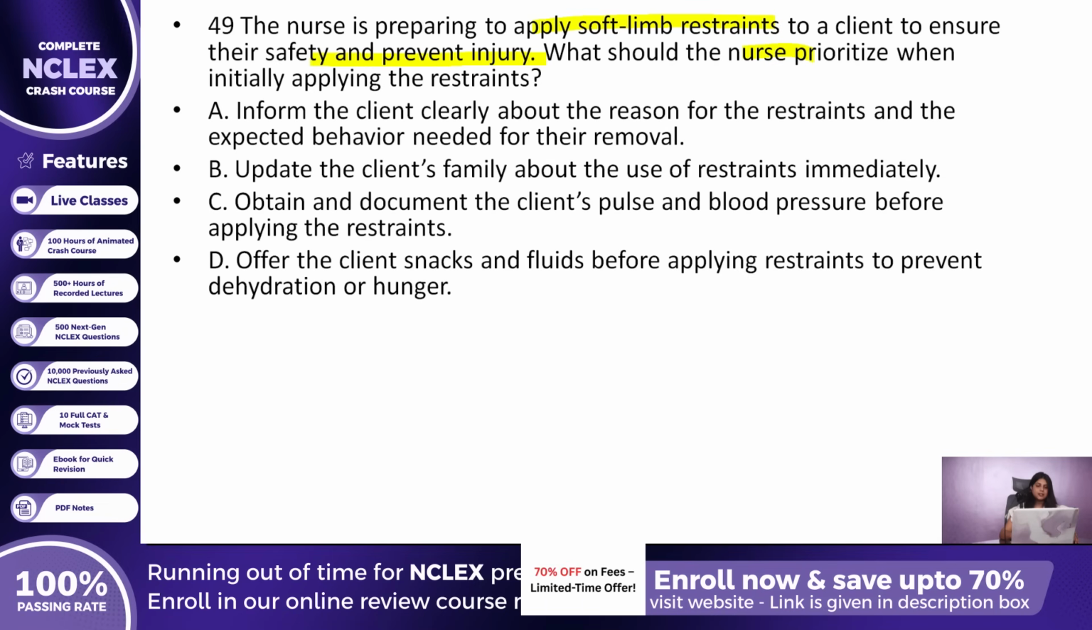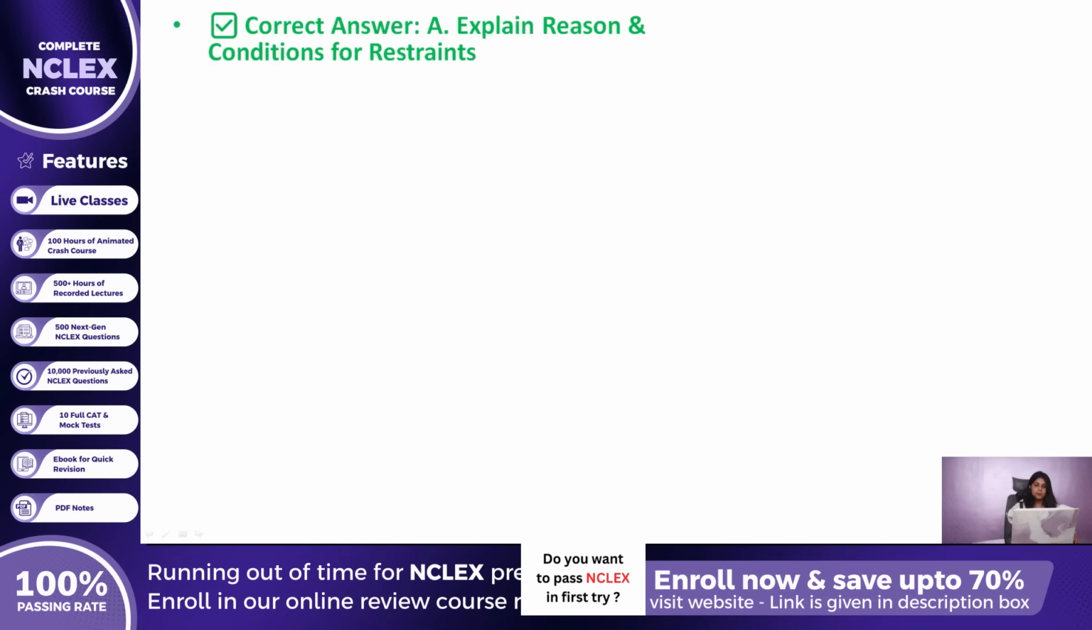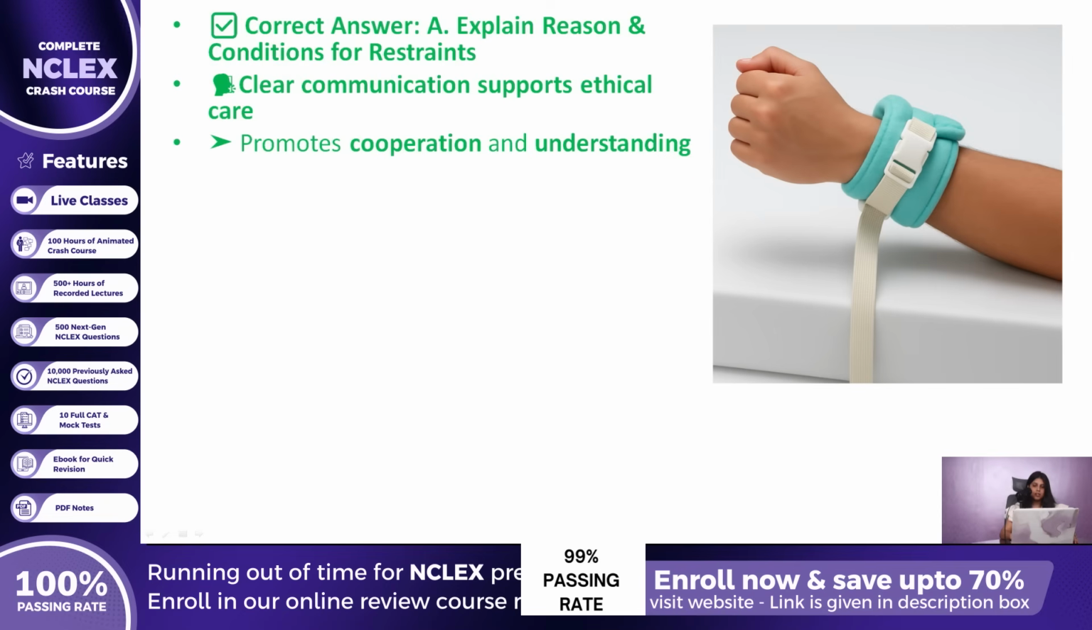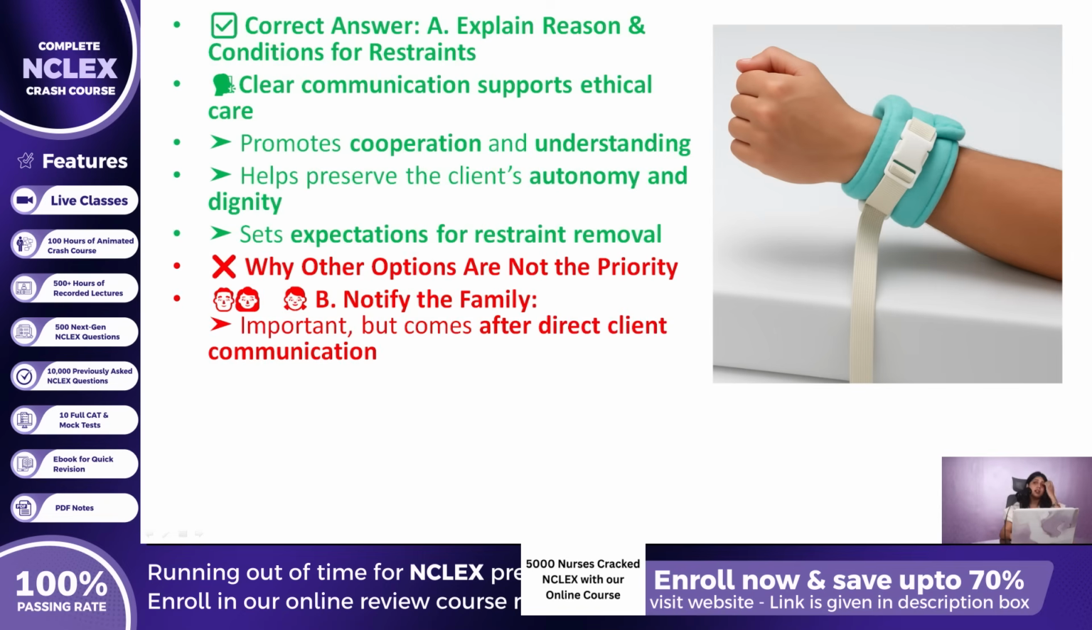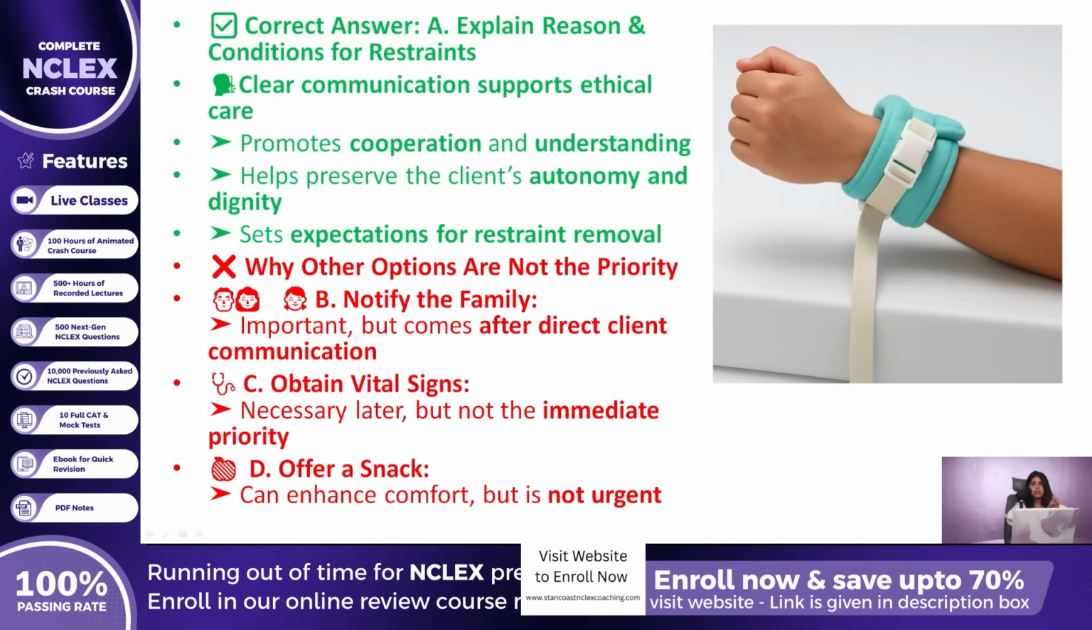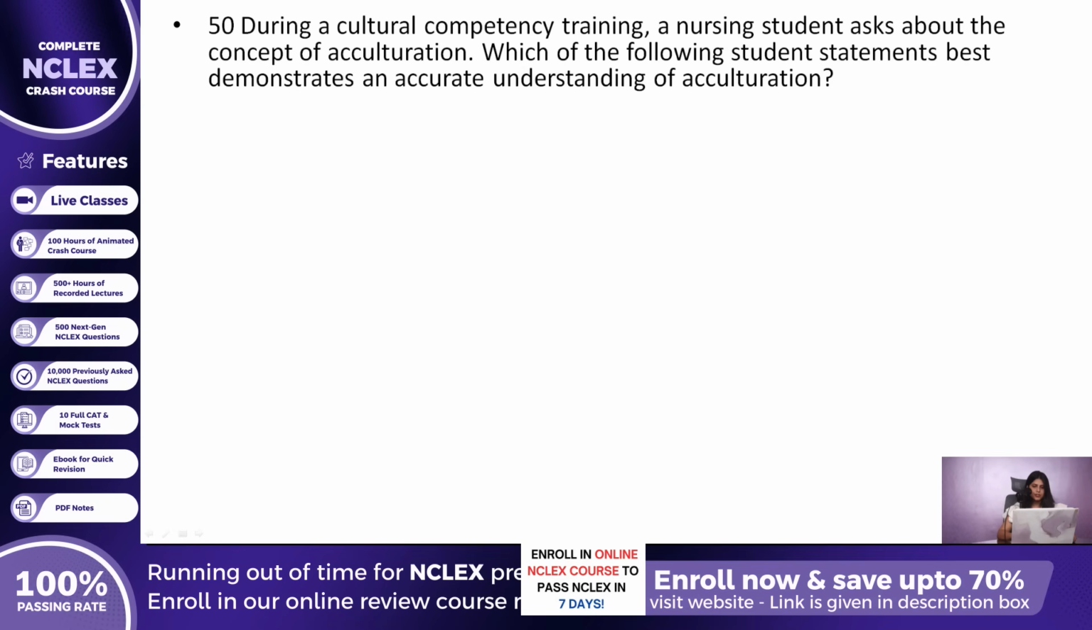The correct answer is option A, inform the client clearly about the reason for the restraints and the expected behavior for their removal. This supports ethical care, promotes cooperation, and preserves the client's dignity. Option B, notifying the family, is important, but not the first priority. Option C, obtaining vitals, and Option D, offering snacks, are appropriate later, but do not take precedence over clear communication with the client. Moving to the next question, 50.